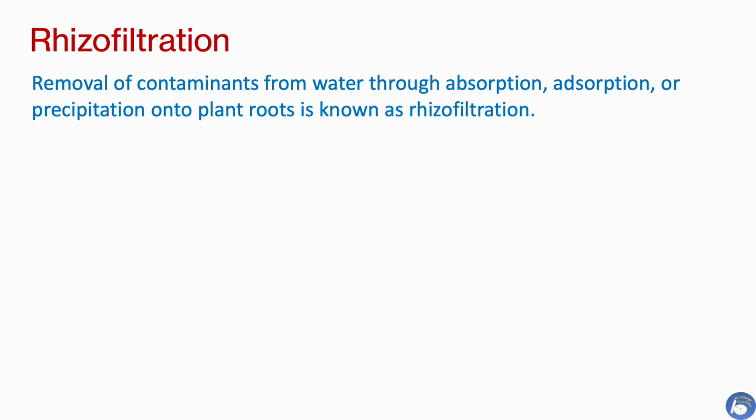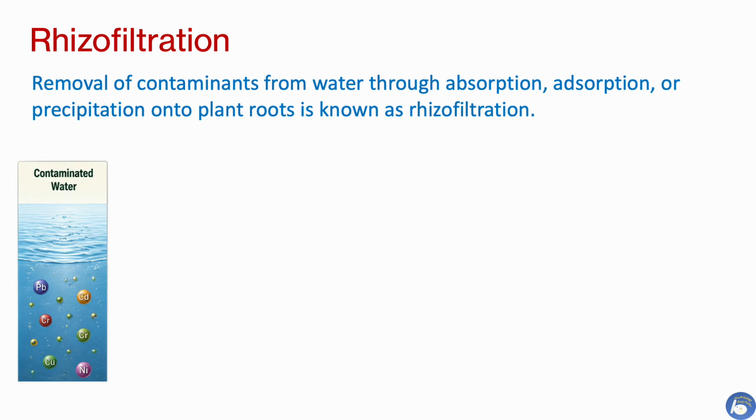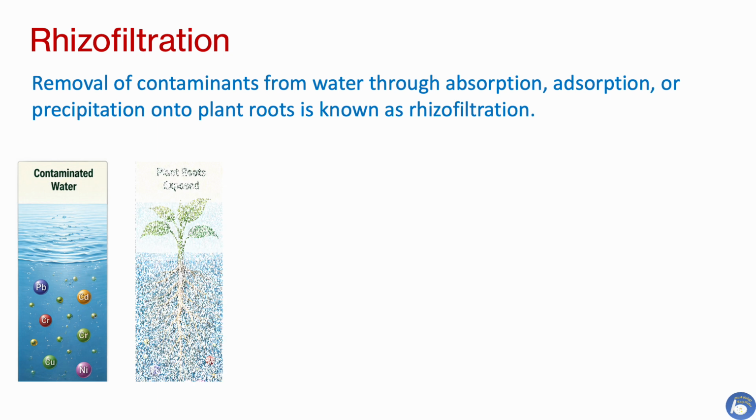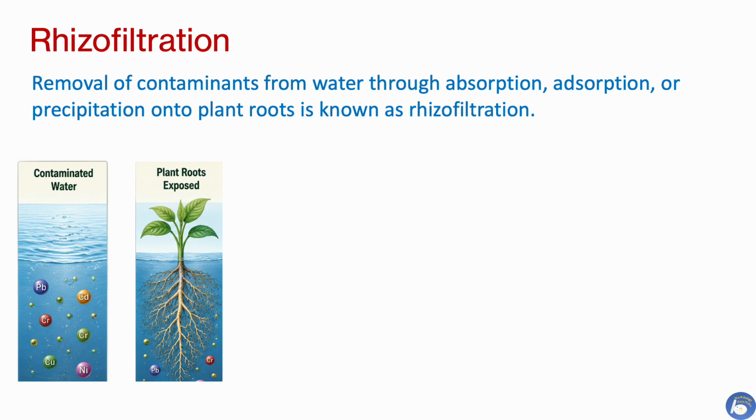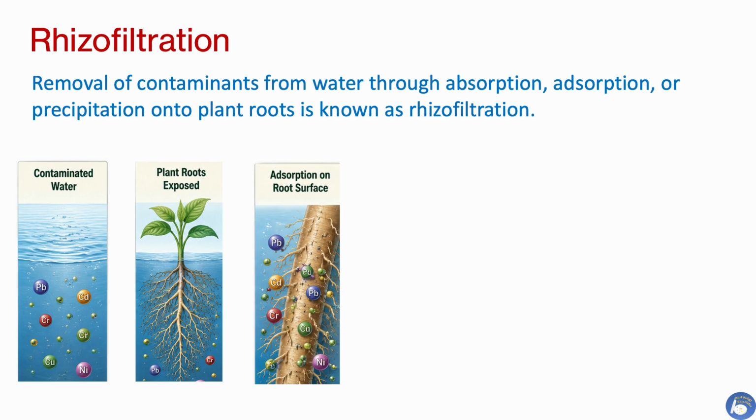Next mechanism is rhizofiltration. Removal of contaminants from water through absorption, adsorption, or precipitation onto plant roots is known as rhizofiltration. How does it work? Water contaminated with heavy metals and radioactive elements is treated by rhizofiltration. First, plants are placed in the contaminated area and roots are allowed to grow. Root surfaces adsorb contaminants present in the water. Adsorb means to collect on a surface.